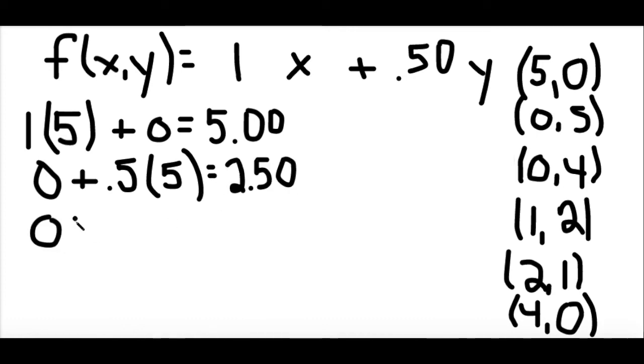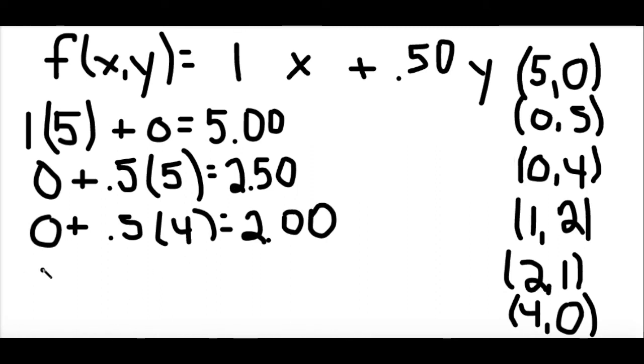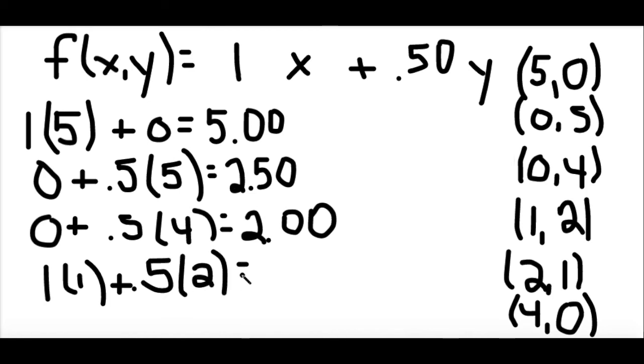Next, we have (0, 4), so 0 of Carrot Crunch and 4 of Bunny Munch. 0.5 times 4 is 2, so a little bit less expensive than before. Next, we have (1, 2), 1 Carrot Crunch, 2 Bunny Munch. 1 times 1 is 1, 0.5 times 2 is 1, so that's also $2 just like before.